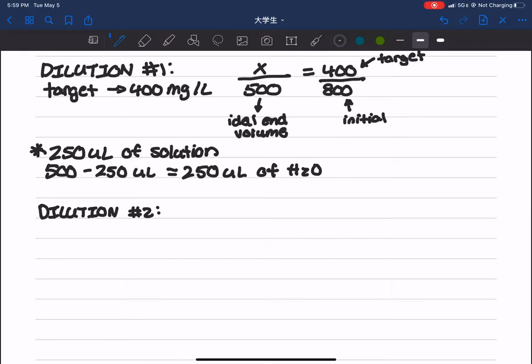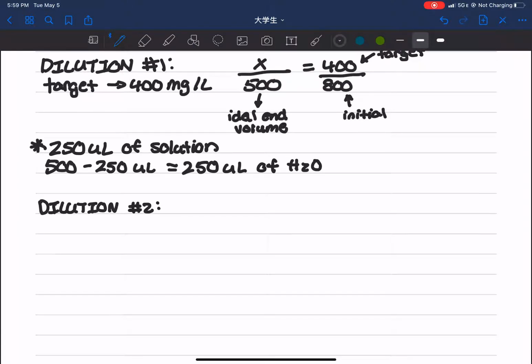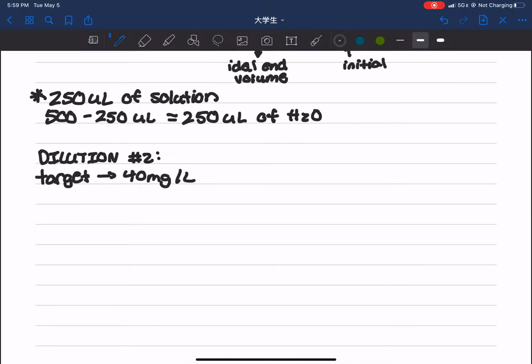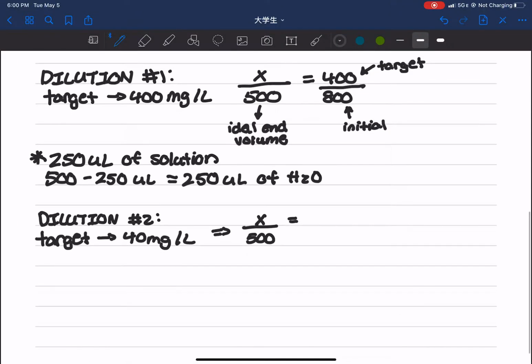So now for dilution 2, I'm gonna go down by a power of 10 each time now. So essentially you remove a 0. So I'm gonna have my target be 40 milligrams per liter. Again, we set up the same proportion. So this is going to be x over 500 equals our new initial that we have. So we're currently at 400 milligrams per liter.